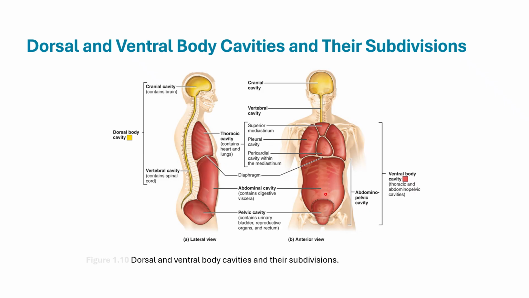The abdominal cavity contains the digestive viscera. So that's going to be your stomach, your pancreas, your liver, and so on. And then the pelvic cavity, right down here, is going to have everything that's in your pelvis, which is the urinary bladder, reproductive organs, rectum.